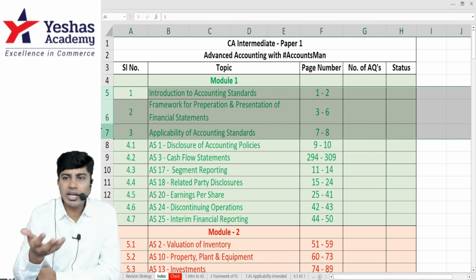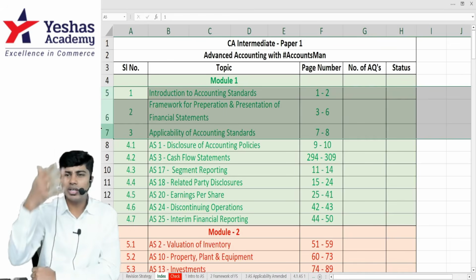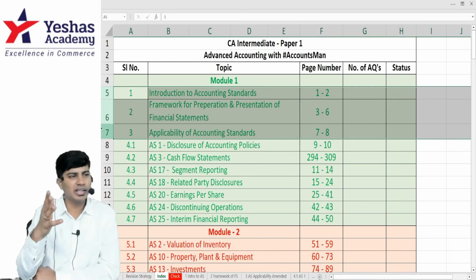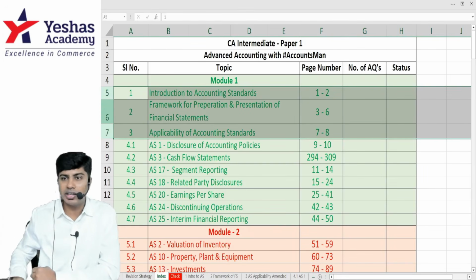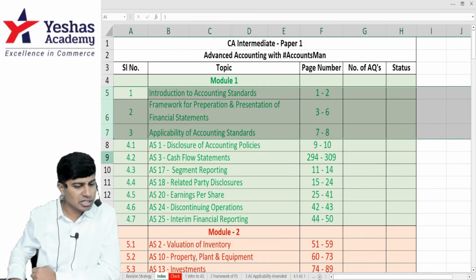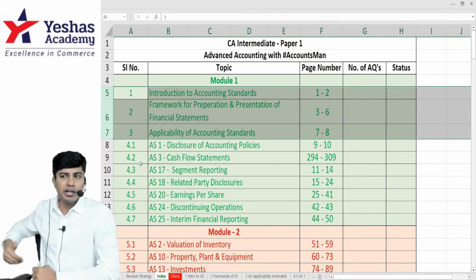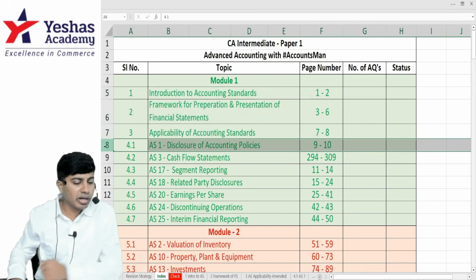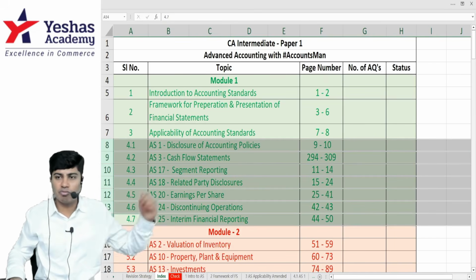You must have already heard in your BCom or PU or CA Foundation a few accounting standard names: 1, 2, 29 is there, 30, 31, 32 is now not there. So all those standards are part of your CA Inter syllabus. Sorry, the entire standard list is part of your CA Inter syllabus. The standards have been divided; they've not been given in the order 1 to 29. It's been given like AS 1, AS 3, 17, 18, 20, 24 and 25 are part of Module 1.